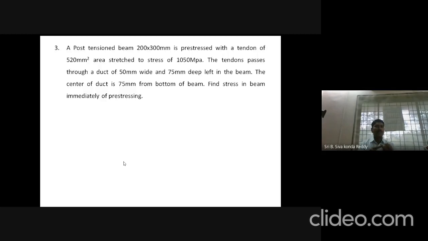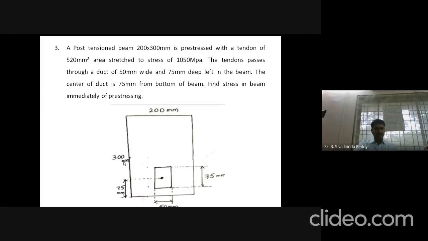A post-tensioned beam 200 mm by 300 mm is pre-stressed with a tendon of 520 mm square area, stressed to 1050 megapascal. The tendon passes through a duct of 50 mm wide and 75 mm deep left in the beam. The center of the duct is 75 mm from bottom of the beam. So find the stresses in the beam immediately after pre-stressing. So this is our case.